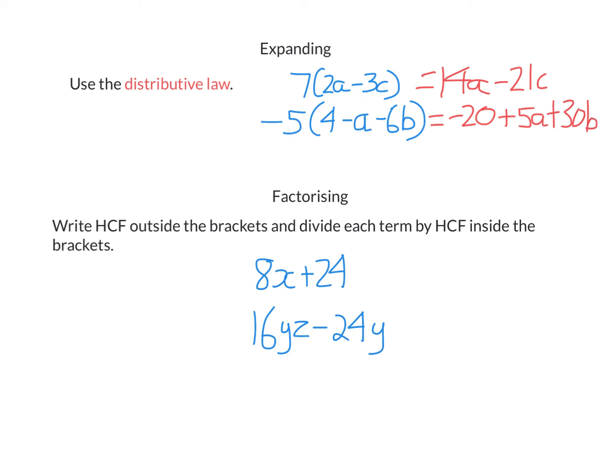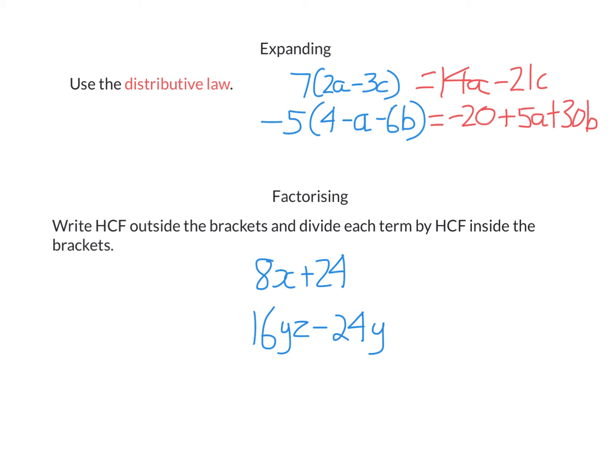All right, let's now look at factorizing. So factorizing is the opposite of expanding. That's when you take an expression like this and you write it with brackets. This expression is factorized because it's something times something. So factorizing and expanding undo each other, just like multiplication and division.